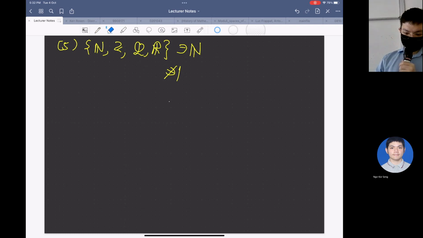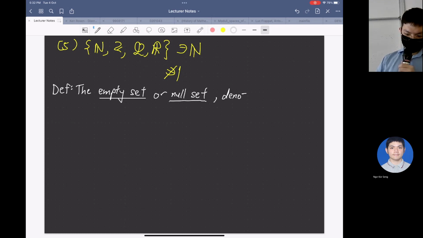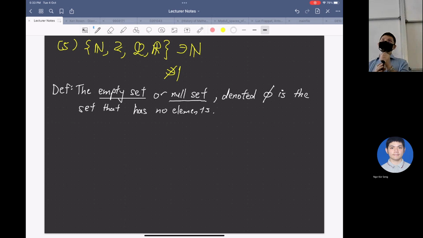Okay. Next. So we have the empty set. What if this space has nothing? Okay, we have this set. We call it an empty set or the null set. We say that the empty set symbol is the set that has no element.